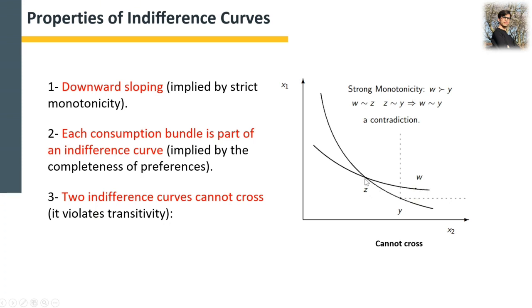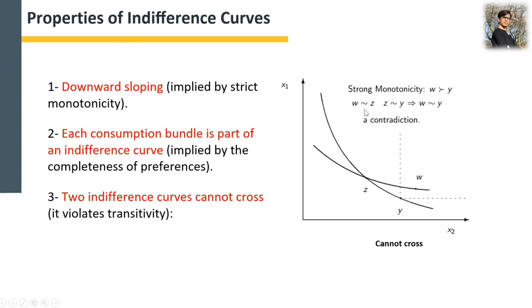But as Z and W, both of them are located on the same indifference curve, then we are indifferent between W and Z. And also because Z and Y are located on the same indifference curve, we are indifferent between Z and Y. But the thing is, when we say that W is strictly greater than Y, but again we're saying that W is indifferent to Z and Z is indifferent to Y, according to transitivity, W should also be indifferent to Y. But it's a contradiction with strong monotonicity.